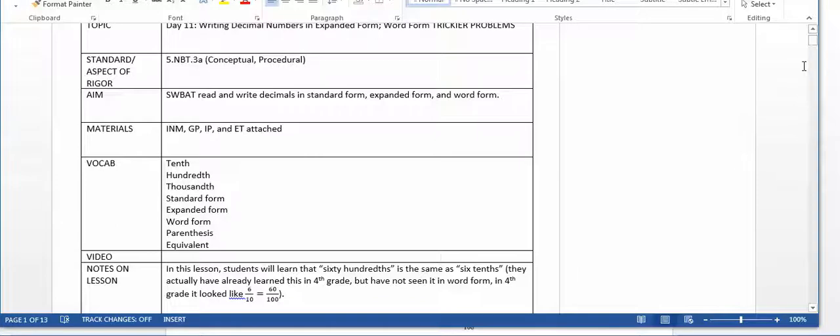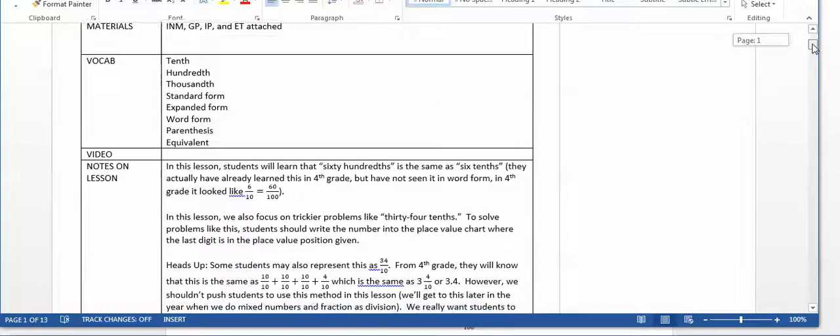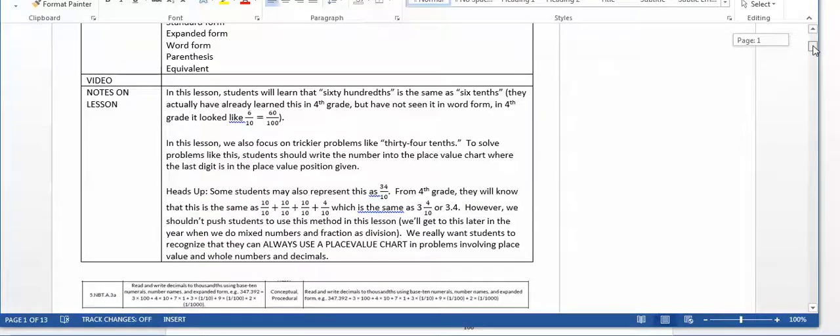All right, we're going to be looking at day 11. This is writing decimal numbers in expanded form and word form. But now we're doing some trickier problems. Our trickier problems are really going to lie in three different categories.